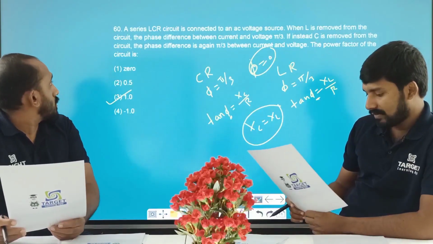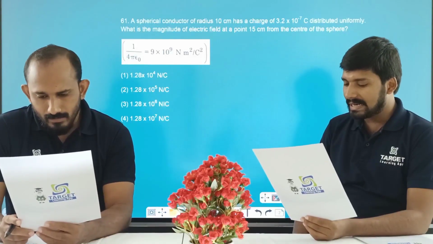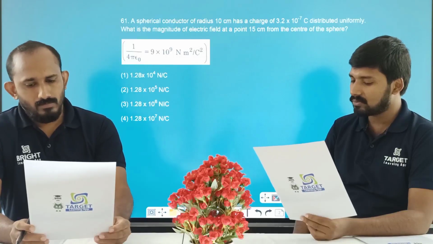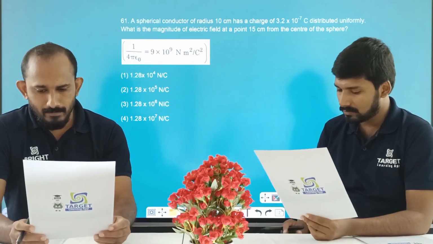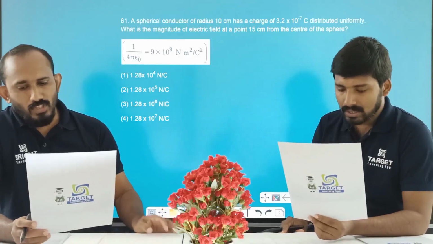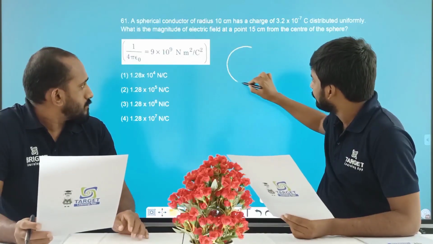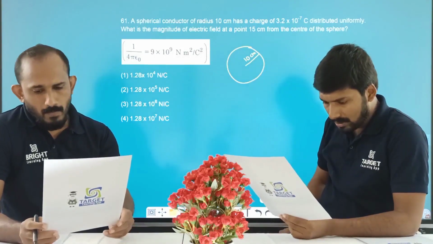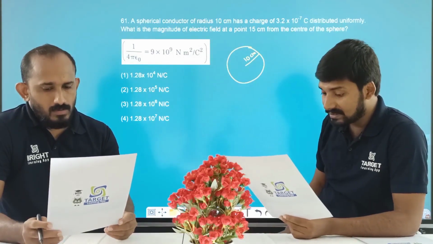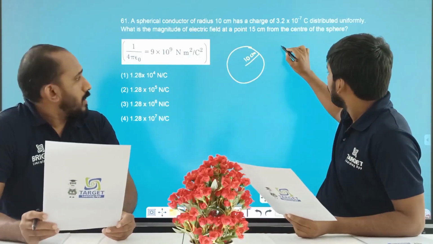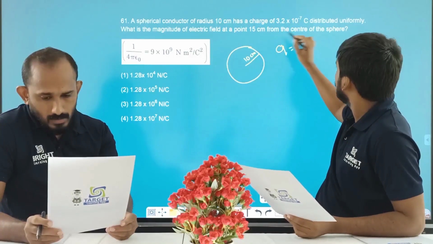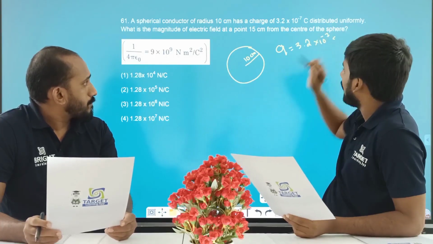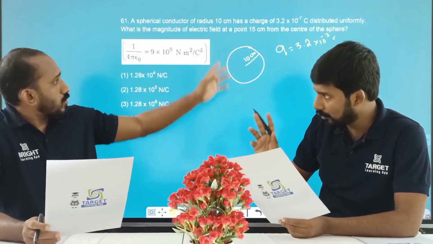So we can move to the next question. A spherical conductor of radius 10 cm has a charge of 3.2 into 10 raised to minus 7 coulomb distributed uniformly. So we have a spherical conductor, radius is 10 cm. It has some charge Q equal to 3.2 into 10 raised to minus 7 coulomb, and it is distributed uniformly throughout the surface.